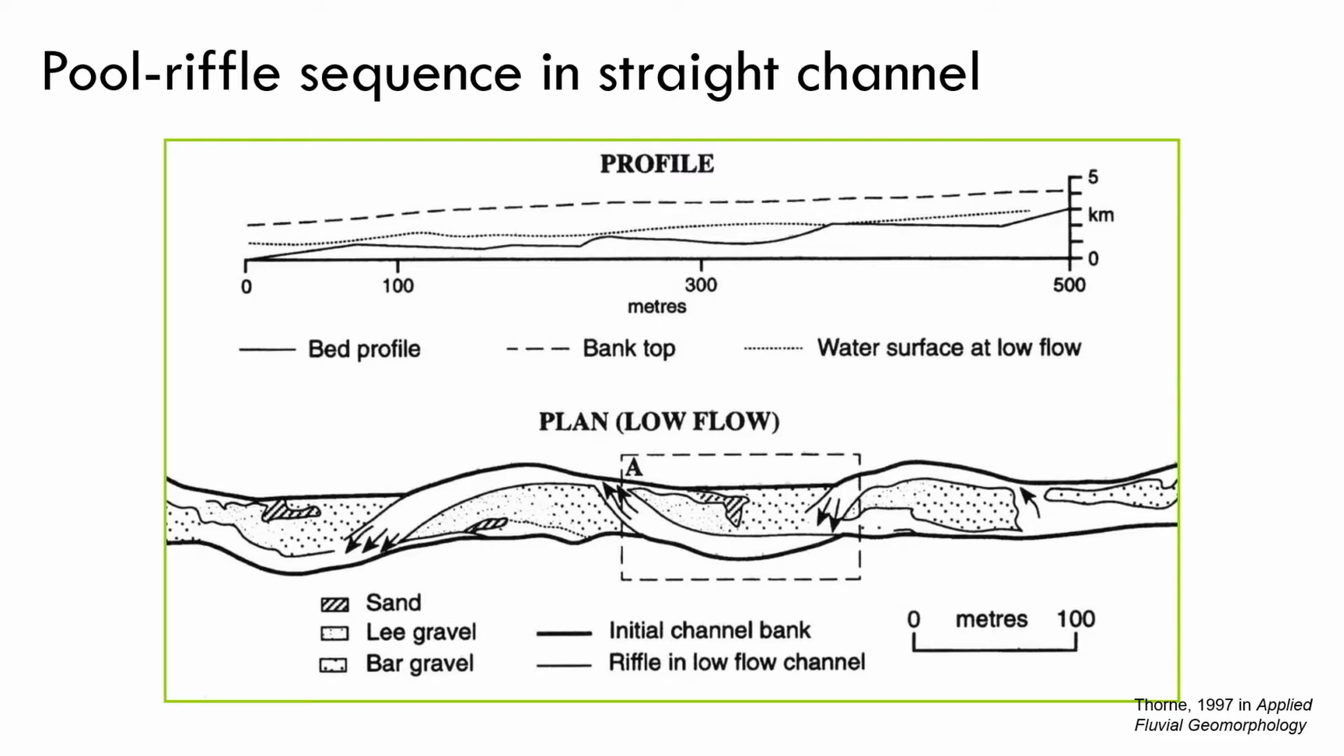Riffle pool morphology doesn't have to be limited to meandering streams. We can actually get riffle pool sequences in straight channels as well. Like that Rogue River channel that I showed you before, that has steep bedrock banks that don't allow the river to meander, we can still get riffle pool morphology in straight channels. It's the same general mechanics, just without the meandering part.